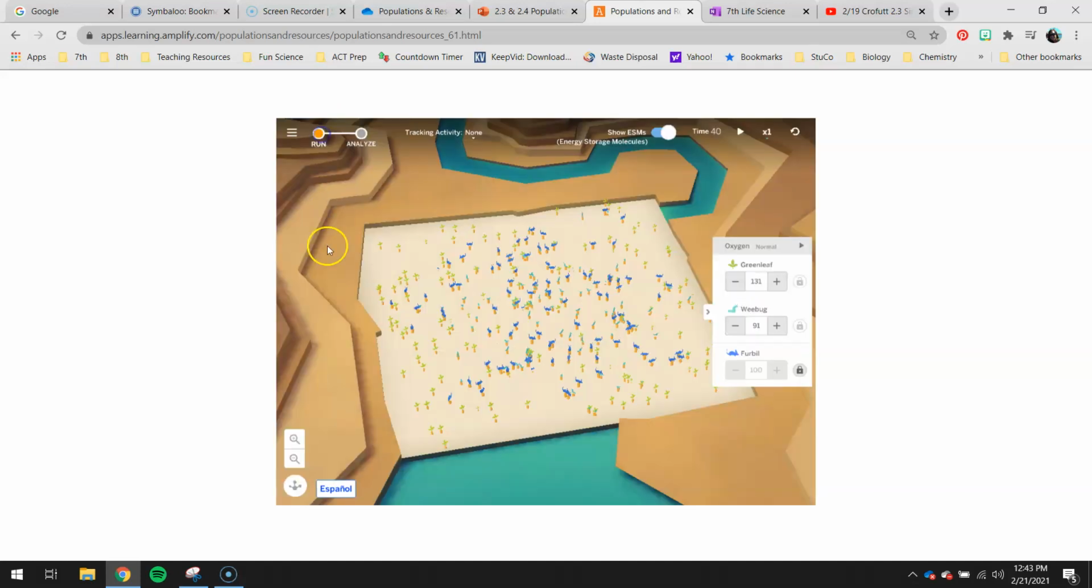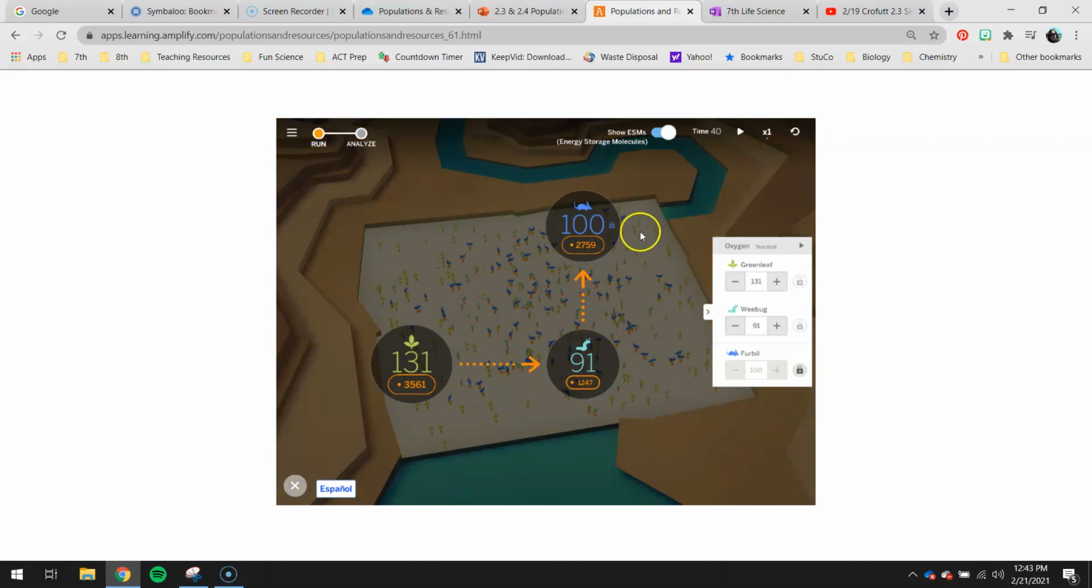If we review back to our run and we look at our little web here, when we're talking about changing our fur bills and seeing what happens to our wee bugs, that's what we would consider a direct change. So if I change these fur bills, they're going to directly affect how many wee bugs we have. However, if we're looking at changing our fur bills and then seeing how that changes our green leaves, because they're not connected in this food web, they don't transfer energy directly to each other, we would call this an indirect change.